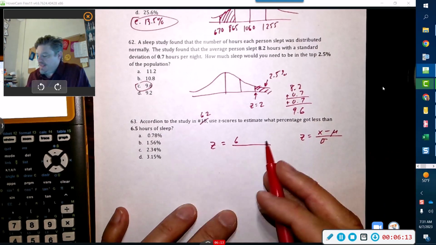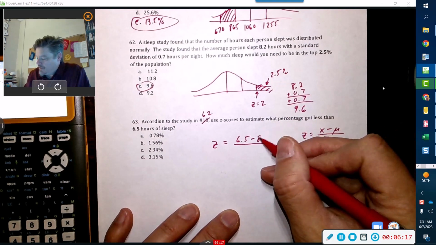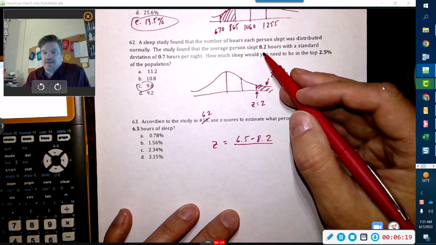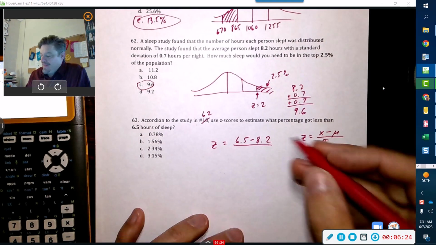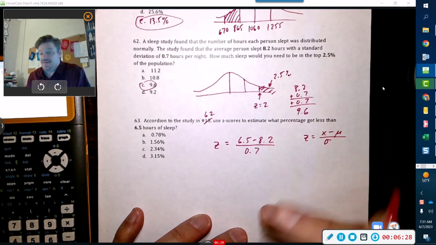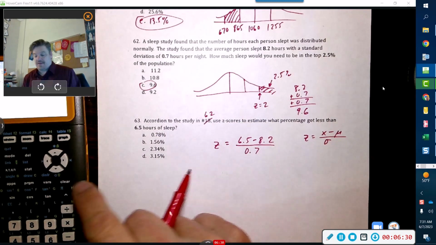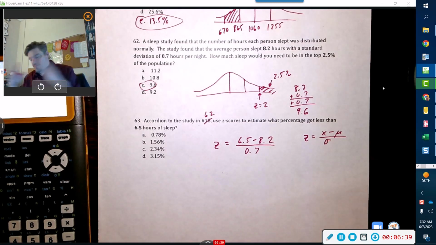So in this case, I've got 6.5, and I need to subtract the 8.2, which is the mean, the average number of hours that people sleep. Then I divide by the standard deviation, which we were given, 0.7. Somebody had to calculate that for us in order for us to do this. If you don't know the standard deviation, then you don't know how your data is spread. All your data can be clumped towards the middle or spread out. You don't know your z-score, so you need the standard deviation.